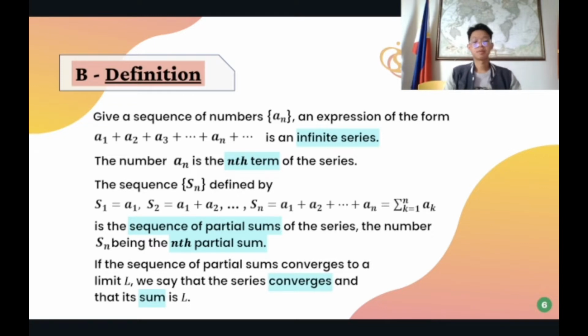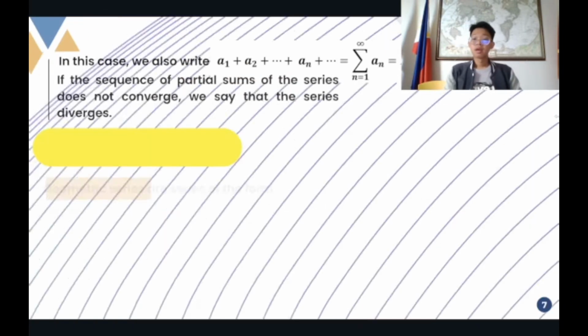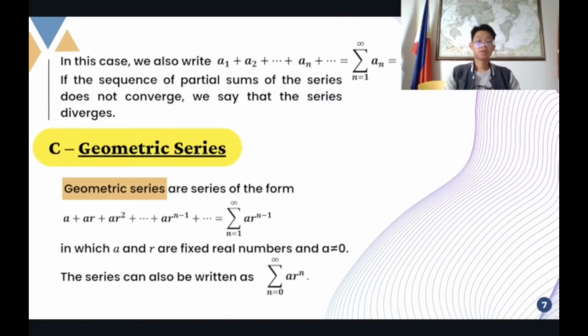If the sequence of partial sums converges to a limit L, we say that the series converges and its sum is L. In this case, we also write a1 plus a2 plus ... plus an plus ... equals the sum of an from 1 to infinity equals L. If the sequence of partial sums of the series does not converge, we say that the series diverges.